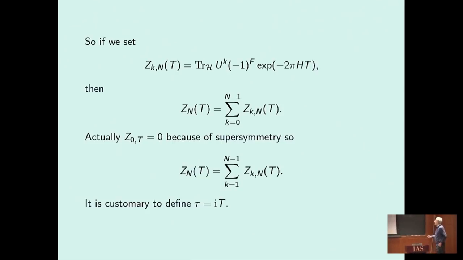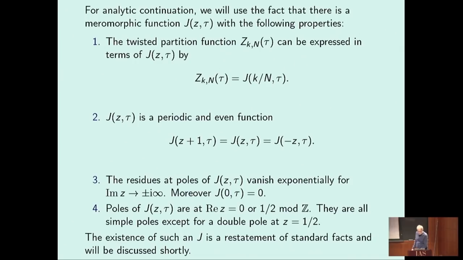So if I let Z_k^n of t be the trace with an insertion of u to the k, where u is a generator of Zn, then the worldsheet partition function of the orbifold is just the sum of these twisted partition functions. But the k equals 0 contribution actually vanishes because it's the untwisted sector. It vanishes because of the underlying supersymmetry. So I could just let the sum run from 1 to n minus 1. It's also fairly standard to define the variable tau, which is i times t. So when I write holomorphic functions in a moment, I'll do it in terms of tau.